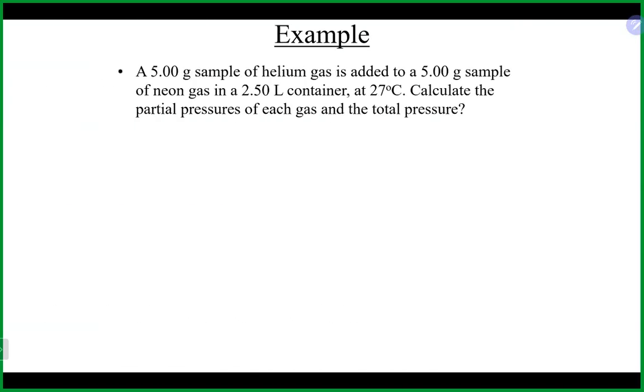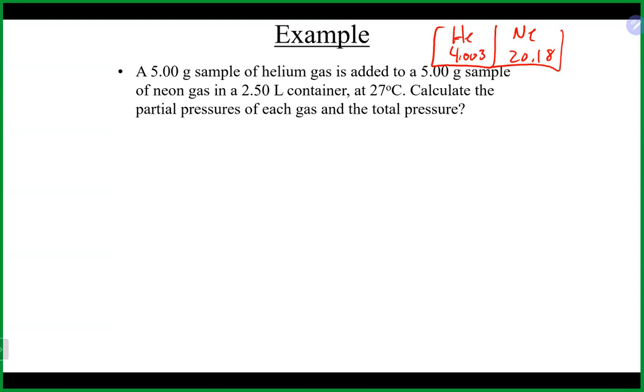So let's take a look at an example here. We have 5 grams of helium and 5 grams of neon in a 2.5 liter container at 27 degrees Celsius. What are the partial pressures of each gas, and what is the total pressure? So we're looking for 3 answers. The molar mass of helium from the periodic table is 4.003. The molar mass of neon from the periodic table is 20.18. And we're looking for the total pressure here. So take a few minutes there, see what you come up with.